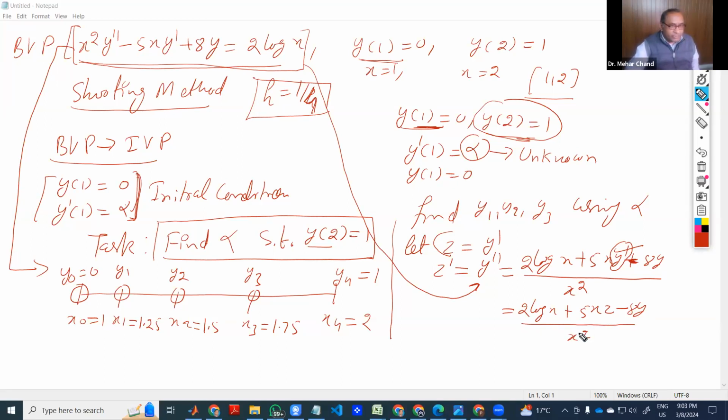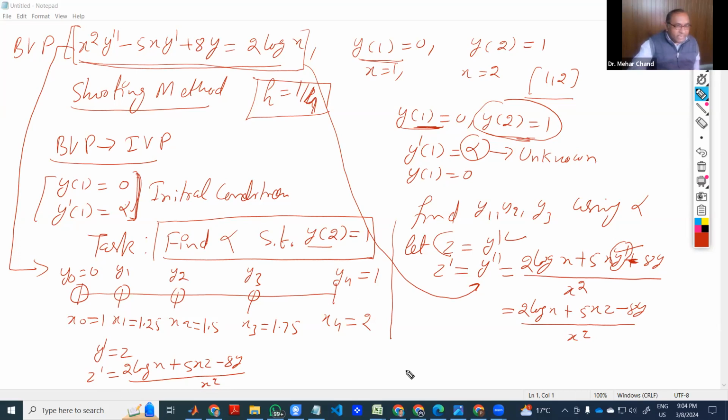Now we have two equations. One is y dash is equal to z. And the second is z dash is equal to 2 log x plus 5xz minus 8y upon x square.